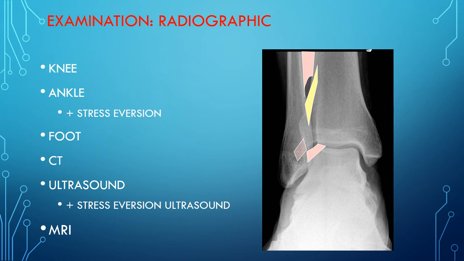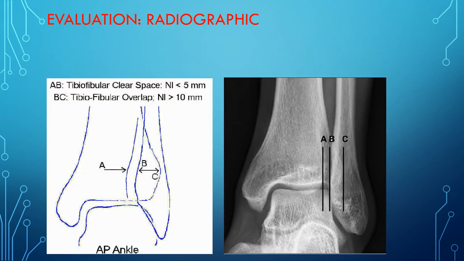If we suspect that there is indeed significant injury, particularly if surgical intervention is planned, then either CT scans or MRIs would be helpful for delineating the details of the injury itself. Some have also suggested the performance of stress eversion testing utilizing diagnostic ultrasonography. I think most people listening to this are familiar with the standard radiographic evaluation of the ankle joint.